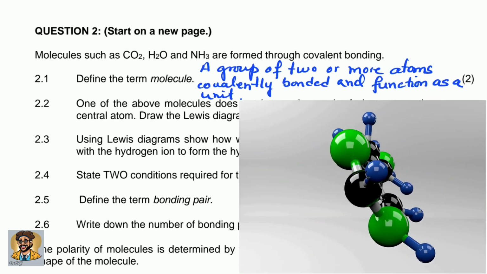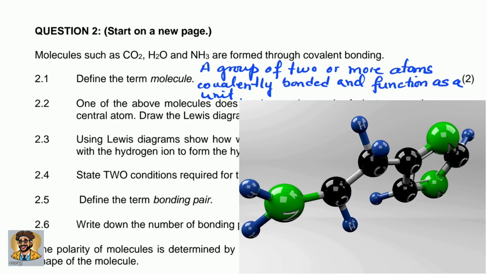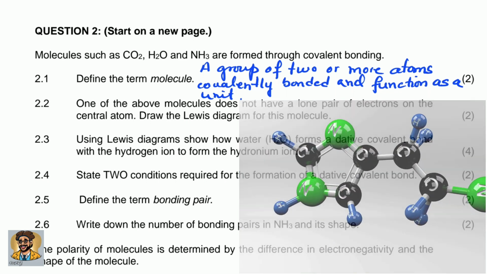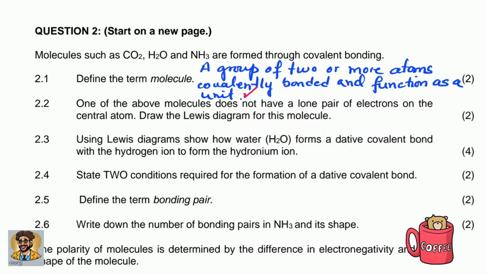Now, what is a molecule? A molecule is a group of two or more atoms that are covalently bonded and function as a unit. In other words, the result of covalent bonding is going to be a molecule. So you have to remember that one. Please make sure you write that definition.